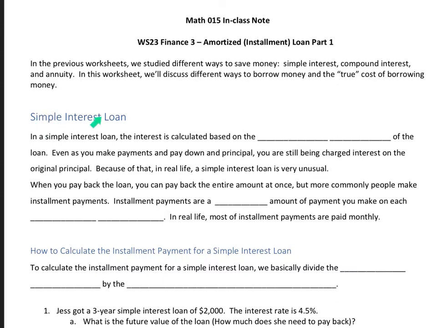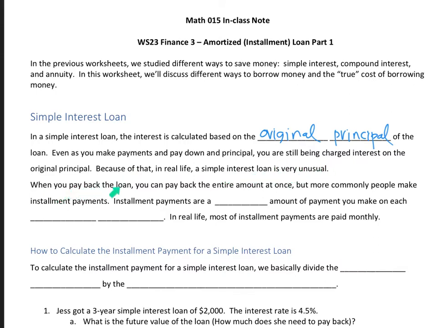Okay, so the first one is the simple interest loan. In a simple interest loan, interest is calculated based on the original principal. Even as you make payments and pay down the principal, you're still being charged interest on the original principal. So if you borrow $100 and pay $50 back, with a simple interest loan you're still being charged interest on the original principal, which is $100, right? Because of that, in real life, a simple interest loan is very unusual. People don't like that.